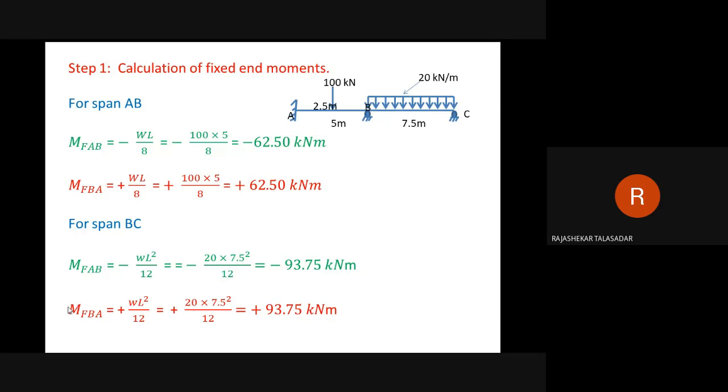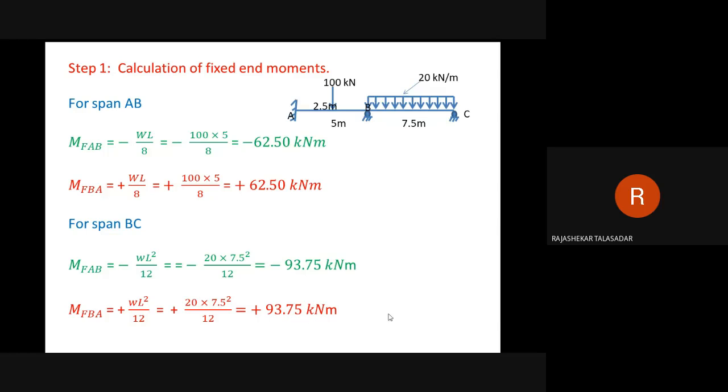Next, this is MFBC. I think the cut and paste problem has come. So this is MFBC, this is MFCB. Reverse. Okay. What is this now? It is W, it is minus. So again, it is symmetric. The loading will be plus WL square by 12. So this will become plus 93.75.